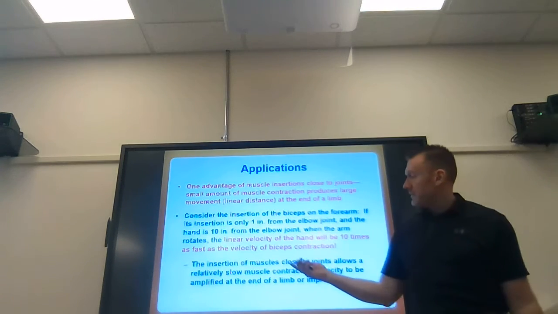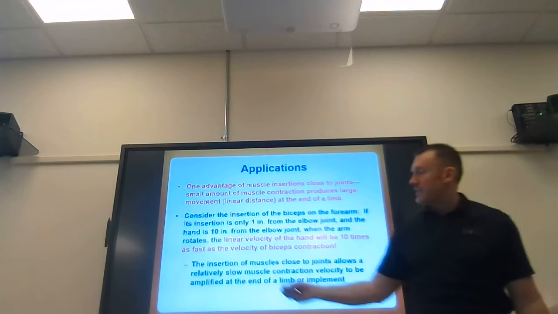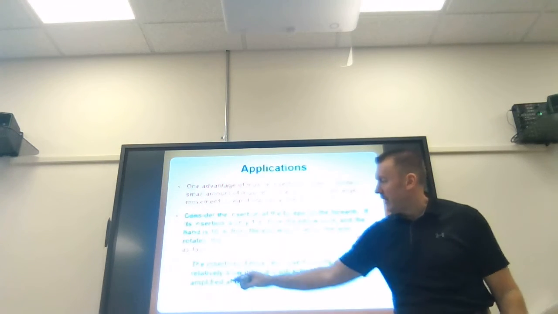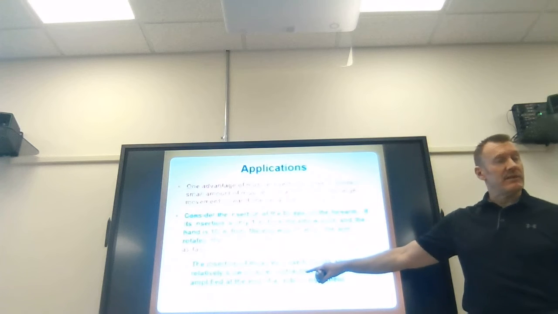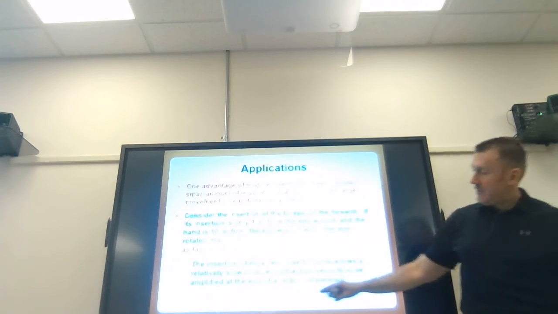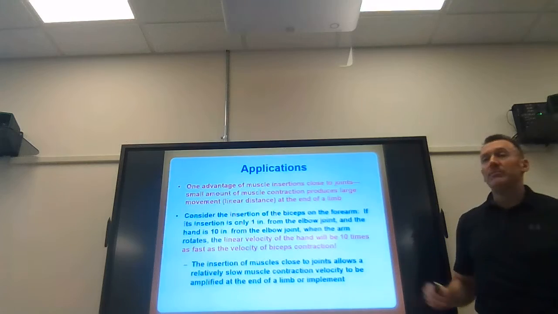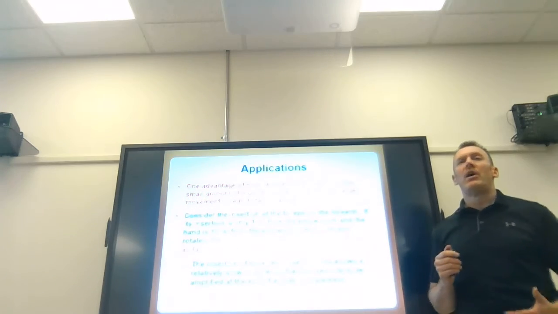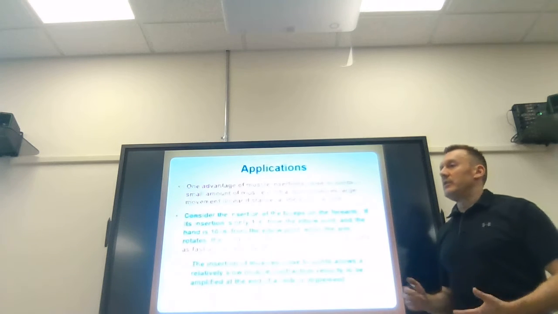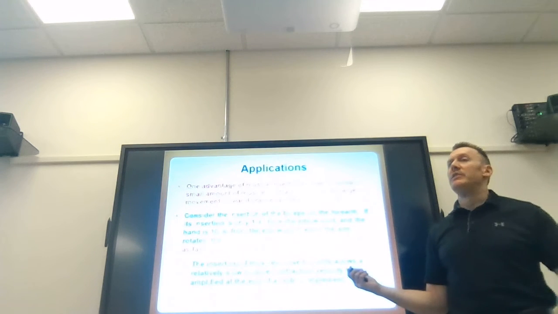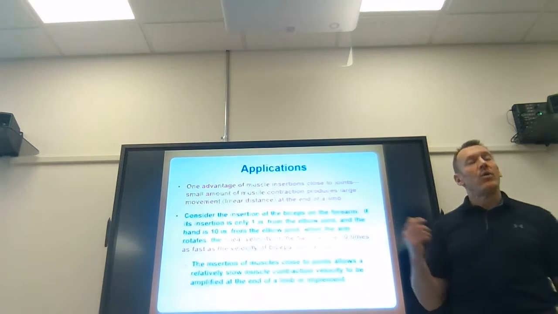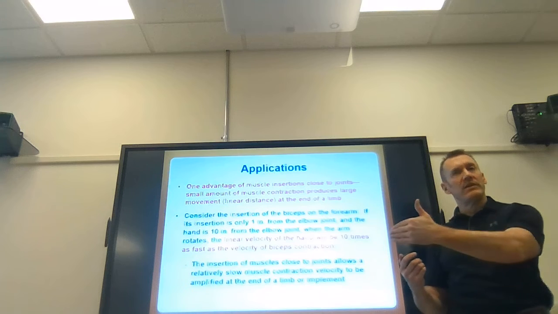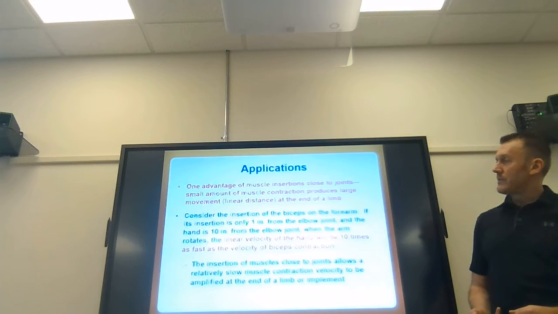So the insertion of muscles close to joints allows a relatively slow muscle contraction, we're saying we're giving maximal exertion, but in relative terms it's slow, to be amplified at the end of a limb or implement. That's where you're making contact with a ball, or releasing a ball, or kicking a ball, or delivering a punch. The slower contraction velocity of the muscles is amplified the further that point is from the joint axis.